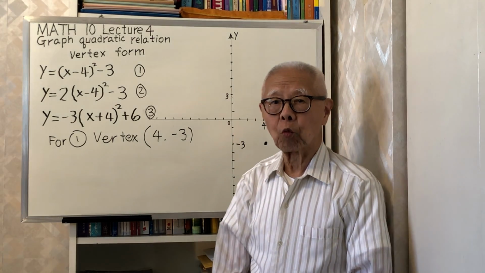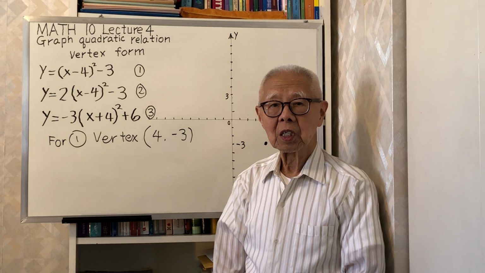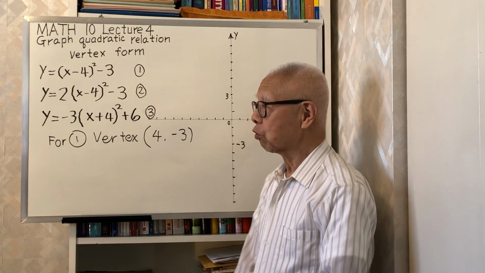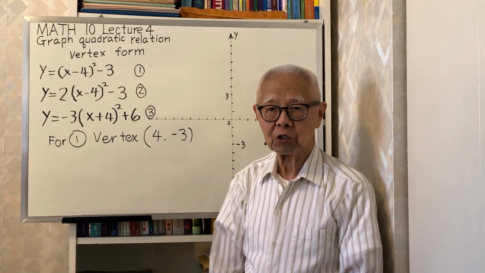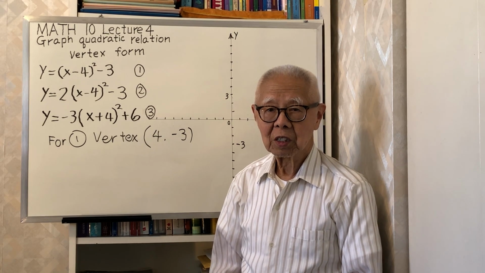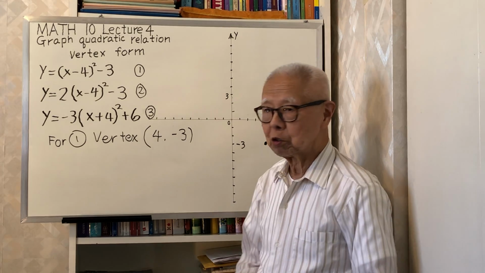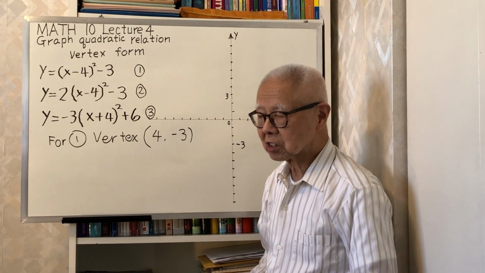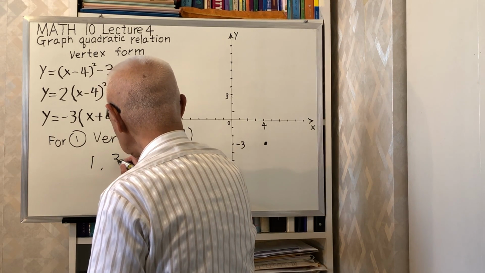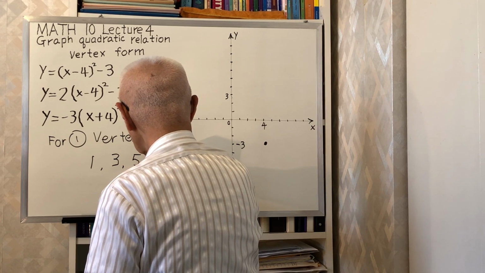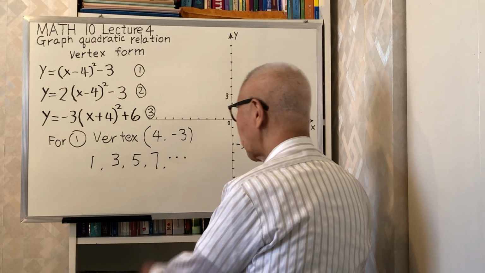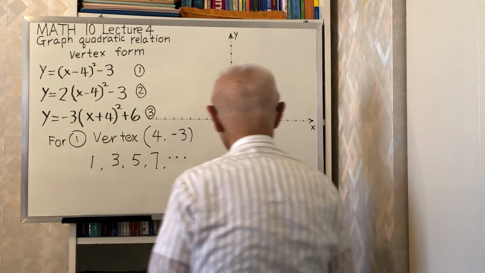Of course, the basic way to graph a function or a relation is to do a table of values. But for quadratic relations, we have a shortcut to draw the graph. So what you do is put down the odd numbers starting from 1: 1, 3, 5, 7, and so on. So how do I use these odd numbers to graph?